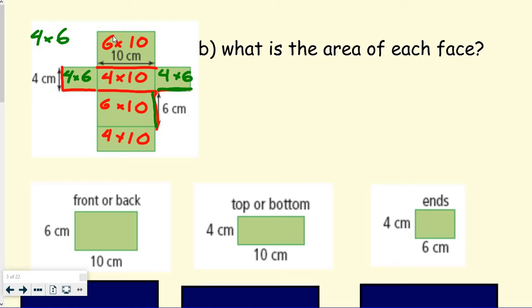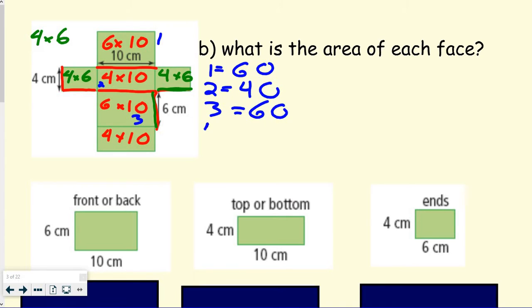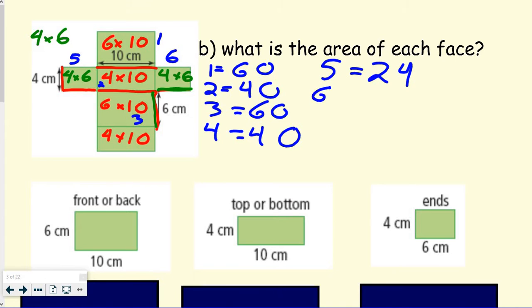So 6 times 10, the first one, equals 60. The second one, and we'll label this 2 here, 4 by 10 equals 40. The third one equals 60 as well. The fourth one equals 40. The fifth one and the sixth one, 4 times 6 is 24, and the sixth also equals 24.